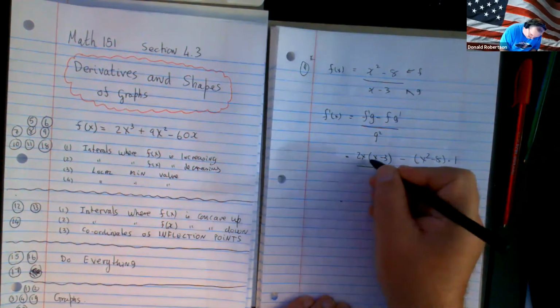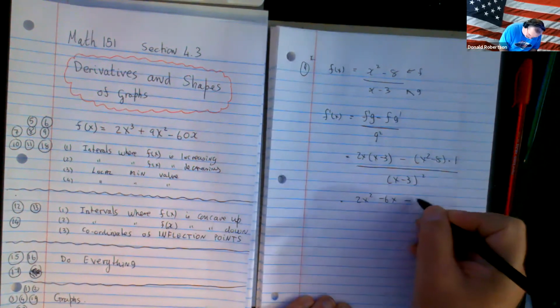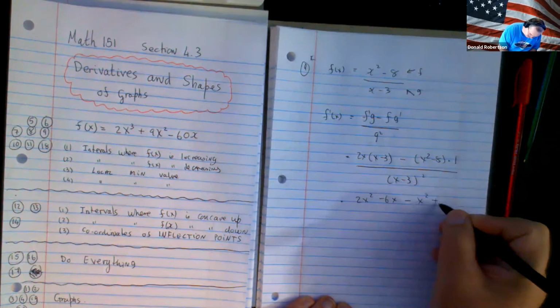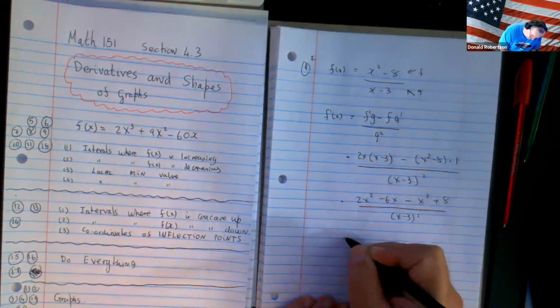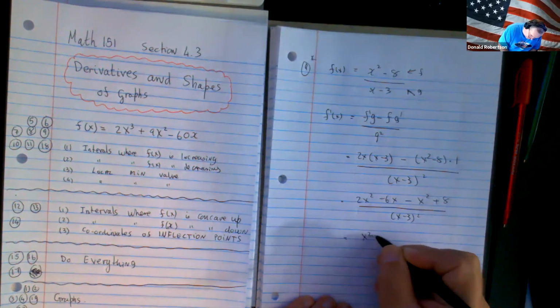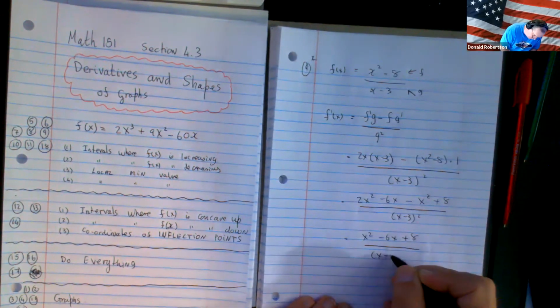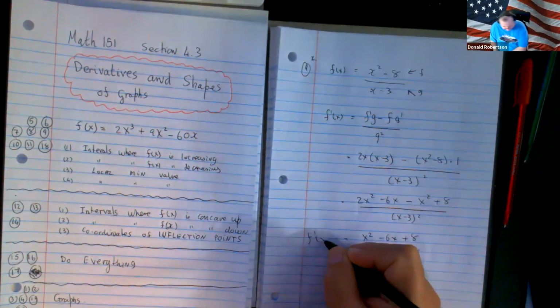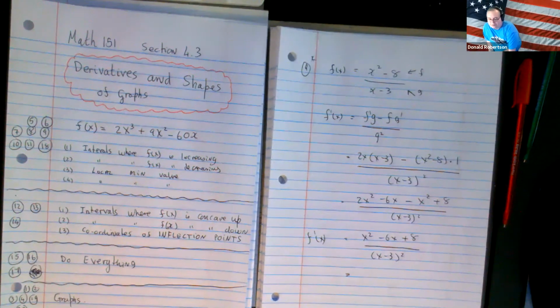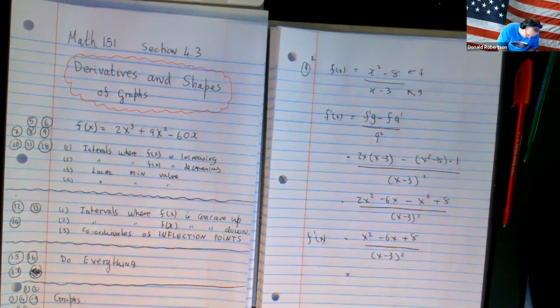Distribute. 2x squared, take away 6x, take away an x squared, add an 8, over x squared, take away 6x, add 8. There we go. Looking pretty. But not as pretty as it has to be. Can we do anything else to make this even nicer looking?